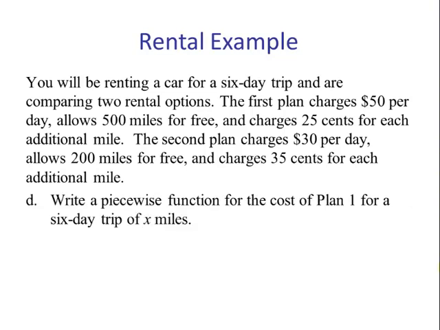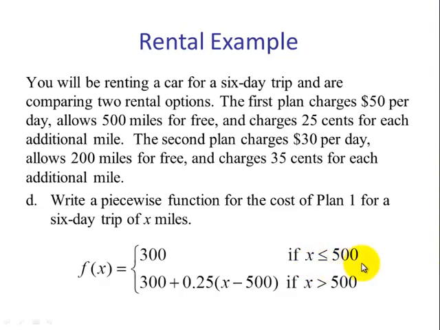D. Write a piecewise function for the cost of Plan 1 for a 6-day trip of X miles. So when the number of miles is less than or equal to 500, we only have to pay the $50 for the 6 days, which is $300. If we go over 500 miles, we still have to pay the $300, the $50 a day for 6 days, but we also have to pay 25 cents for each mile more than 500. So that equates to 0.25 times the expression x minus 500.